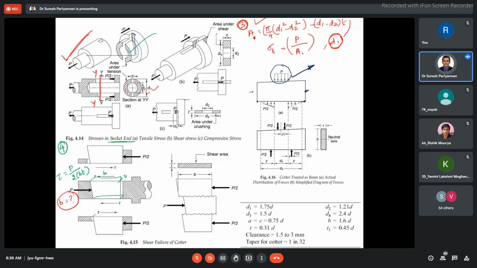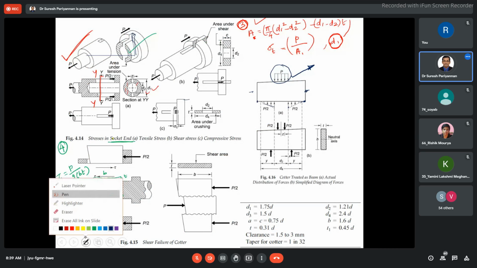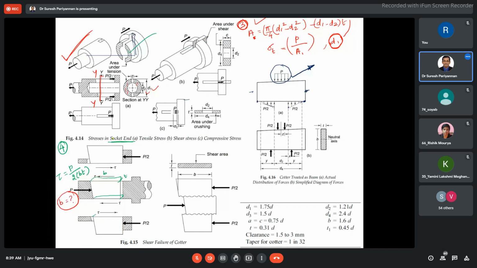Then now this is the diagram. This diagram is a simplified force diagram, simplified from the top one.